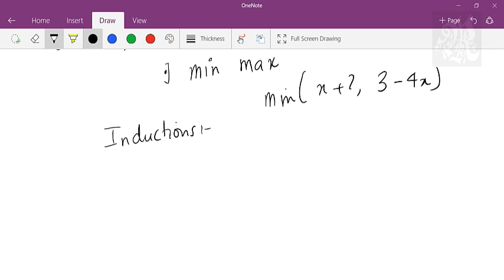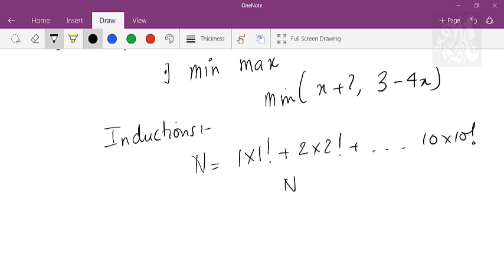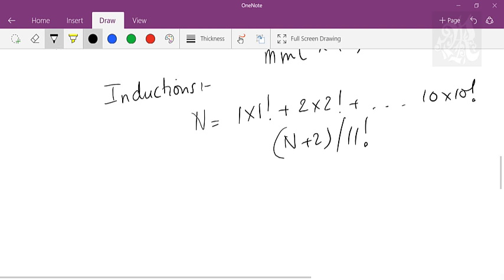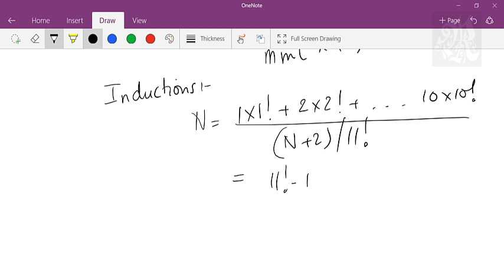Okay, induction basically means there was a question where n is equal to 1 into 1 fact plus 2 into 2 fact plus 3 into 3 fact, etc., till 10 into 10 fact. What is the remainder when n plus 2 is divided by 11 fact? Now the very simple one, because you know that this series will add up to 11 fact minus 1. Now if I add 2 to it, I'll get 11 fact plus 1, and divided by 11 fact is going to give me a remainder 1.